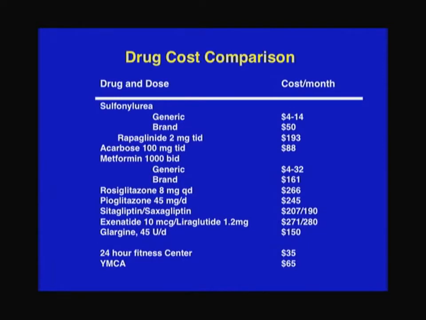And one of the reasons is cost and the issues of resources. So some of these older drugs like sulfonylureas are very inexpensive, and metformin, very inexpensive, whereas some of these newer drugs you can see are much more expensive. And the newer drugs, again, much more expensive. And just for fun, I put what your local YMCA costs.